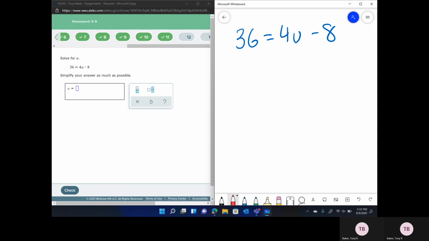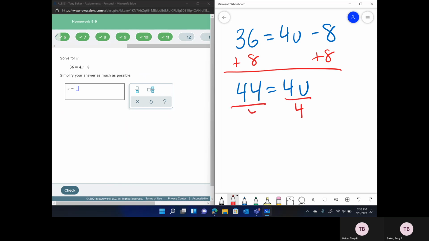So which one of the numbers do we want to get rid of first? I want to get rid of the negative 8. So we're going to add 8 to both sides. So I got 44 equals 4u. Negative 8 plus 8 is 0. Now I want to get rid of the what? Get rid of that 4. So I'm going to divide by 4. So I get 11 equals u.